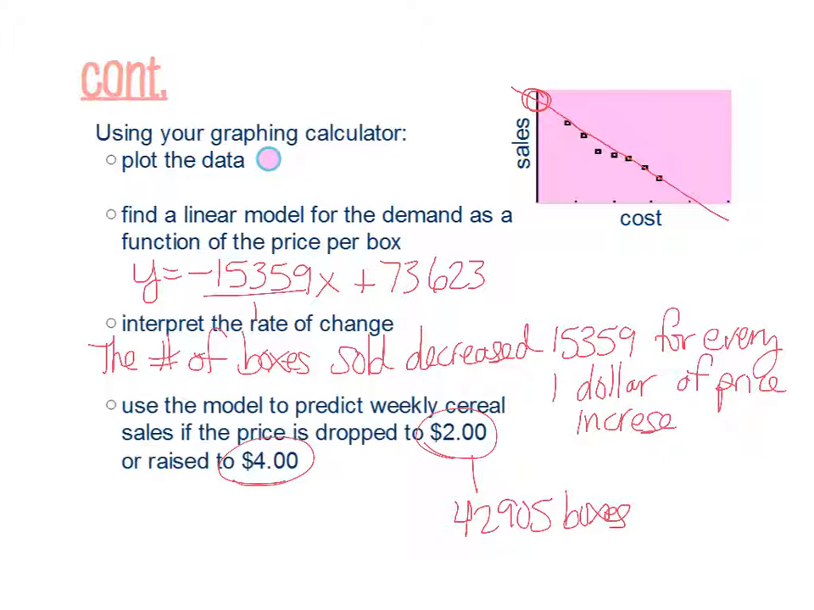If I changed the 2 into a 4 and I raised the price to $4, I'm going to sell a lot less boxes. I'm only going to sell 12,187 boxes. There you go. That's linear functions in a nutshell. Good luck.